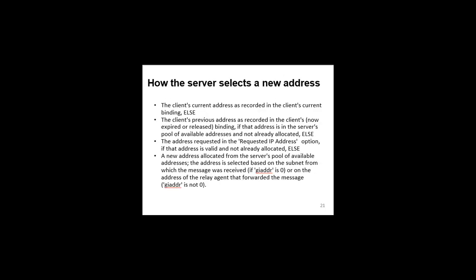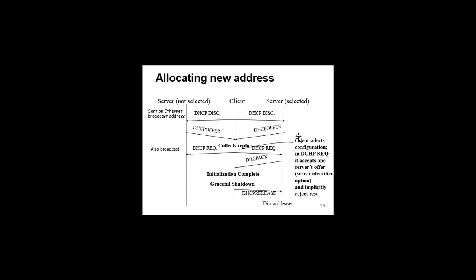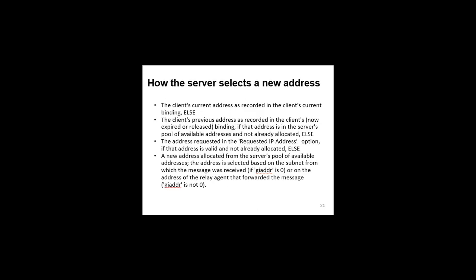Now, how does the server select a new address? This is the main point: how a server knows whether to select a new address or provide the previous network address. It is based on the client's current address as recorded in the client's current binding, or else the client's previous address. All your data is monitored, and you are dealt with accordingly.